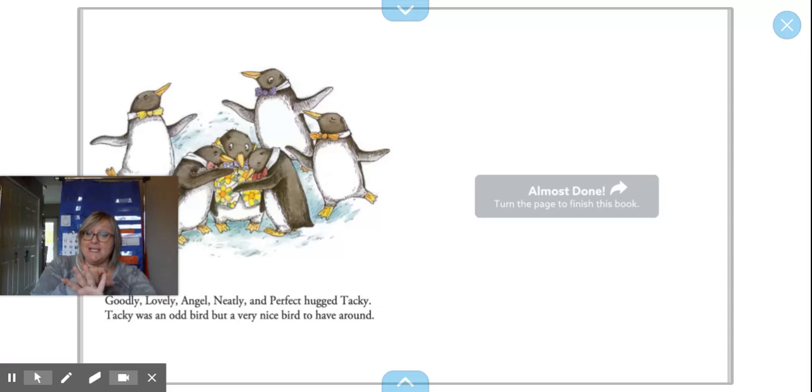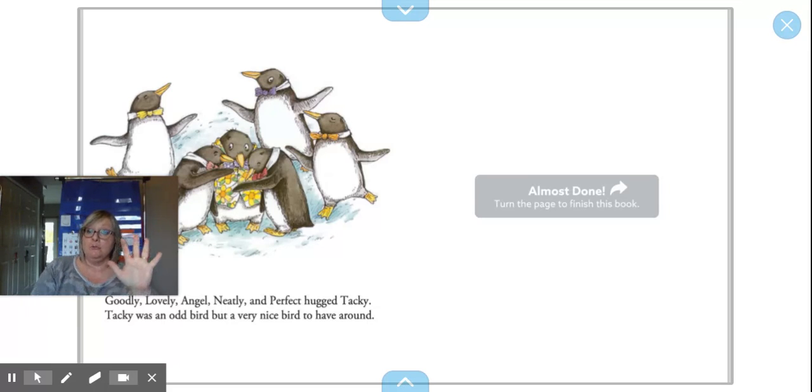All right, hopefully you came up with the idea that Tacky pretends not to be a penguin and convinces the hunters that there were no penguins around for them to catch, and the hunters end up leaving. So Tacky has saved himself and all of his friends. That's my 5-finger retelling. Okay?